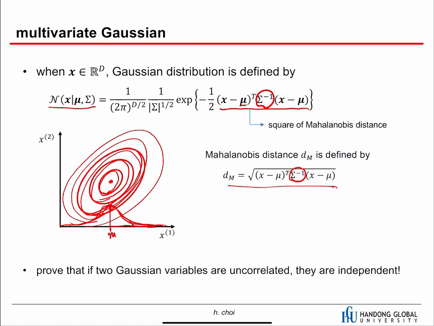Okay, and you can prove that if two Gaussian variables are uncorrelated, then they are independent. Usually, in general, even though two variables are uncorrelated, they might be dependent. But if these two variables are Gaussian and they are uncorrelated, then they are independent. Okay, you can prove this by yourself.